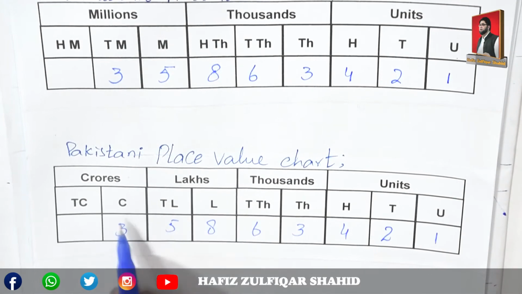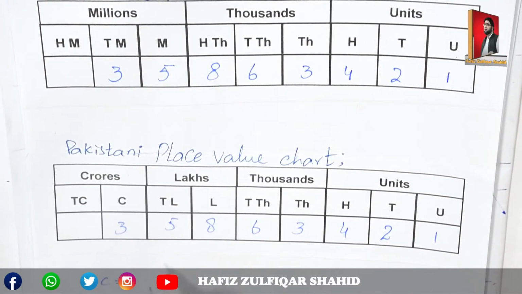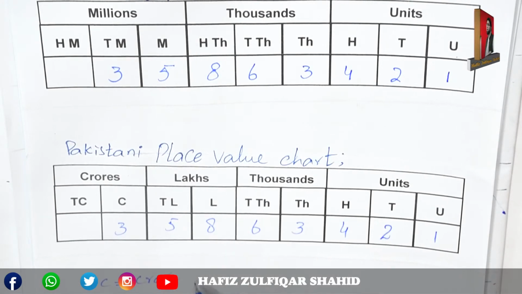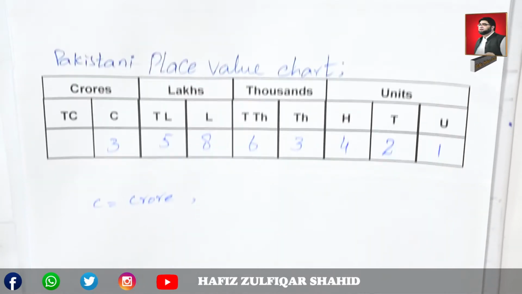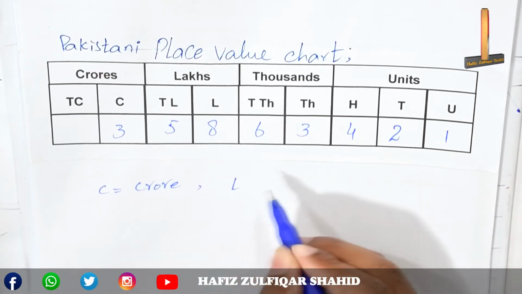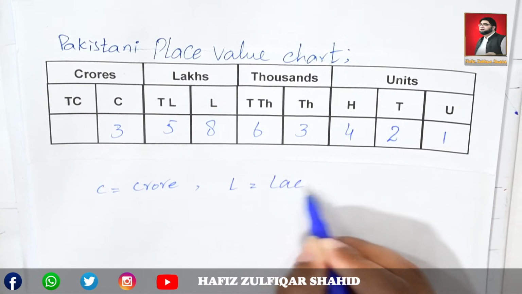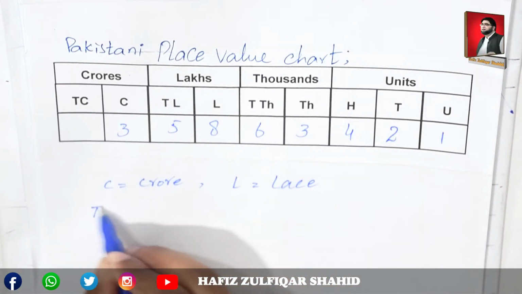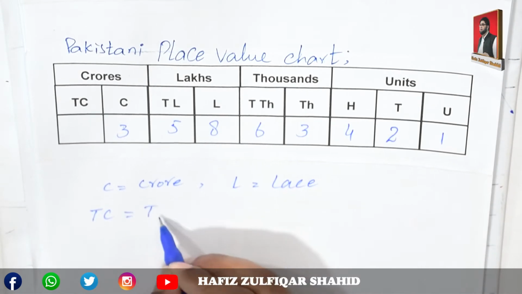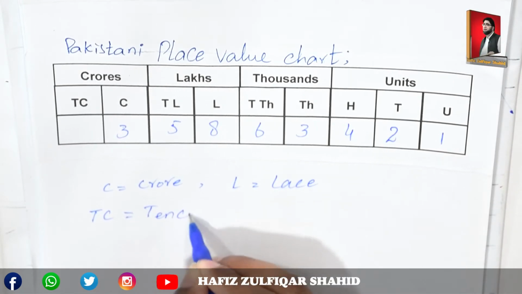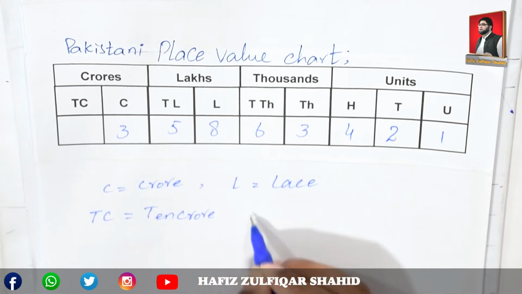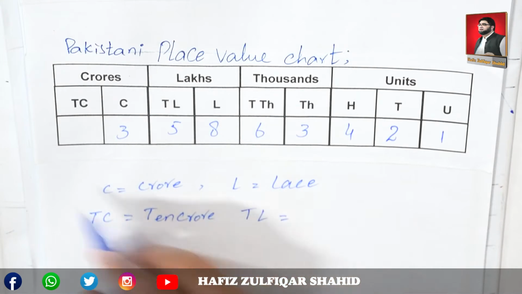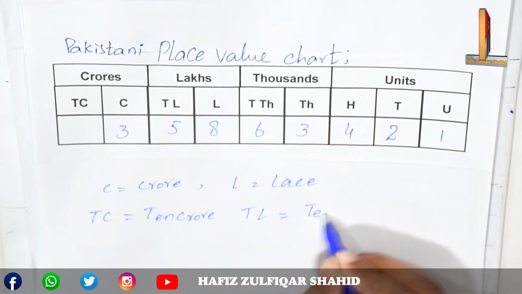But according to Pakistani place value chart, we will read it like this: 3,58,63,421. Here C equals crore and L equals lakh. TC equals 10 crore and TL stands for 10 lakh.